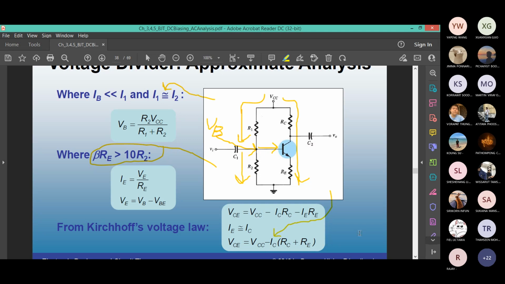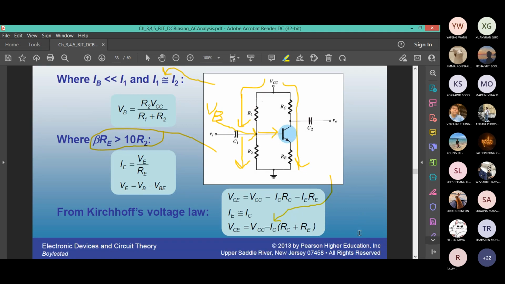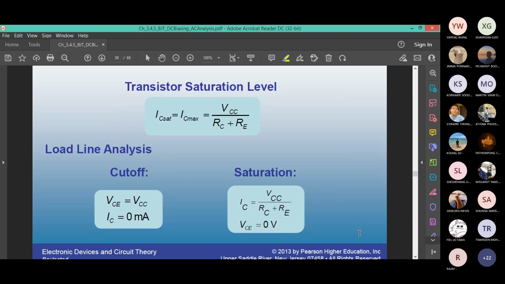If you want to find the cutoff point, when IC is 0, VCE equals VCC. When VCE is 0, the saturation current IC is VCC divided by RC plus RE, from that equation. So you can put one value to 0 and you can find the other extreme parameter.